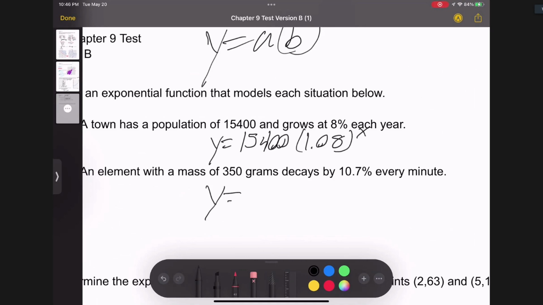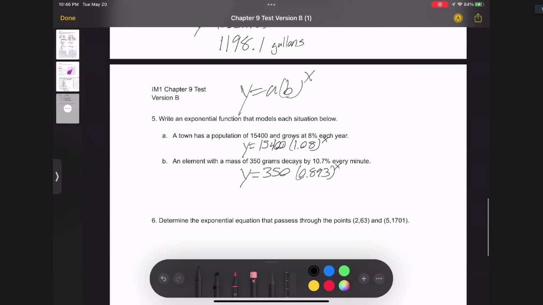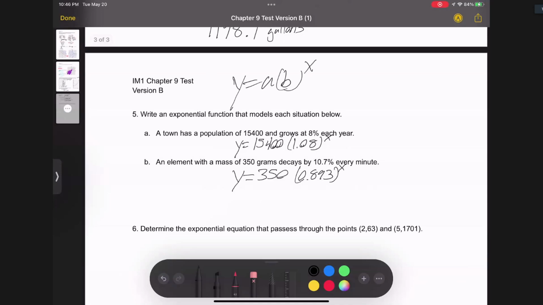We have over here 350, and we are decaying 10.7%. So if I were to do 100 minus 10.7%, that is going to be 0.893 to the power of x. That is going to be for problem number 5.